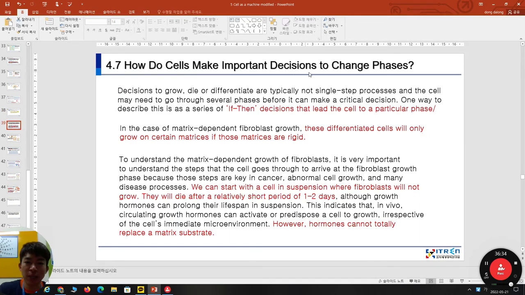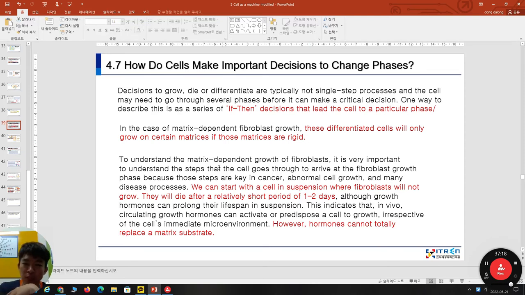So how does the cell make an important decision to change the phase? Cell decisions to grow, die, or differentiate are typically not a single step process, and the cell may need to go through several phases before it can make a critical decision. One way to decide is an if-then decision that leads the cell to a particular phase. Let's say in the case of matrix-dependent fibroblast growth, the differentiated cell will only grow on certain matrix if those matrix are rigid. So when fibroblasts feel they are rigid, and then they start to spread. This is an if-then decision. Okay?